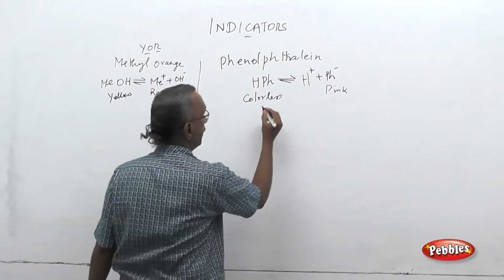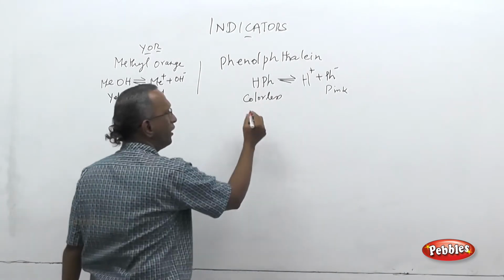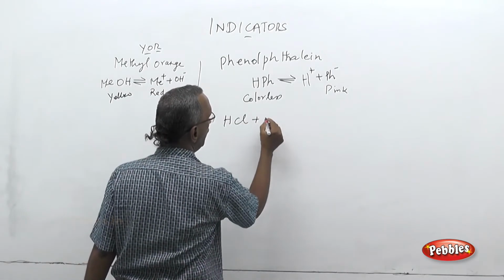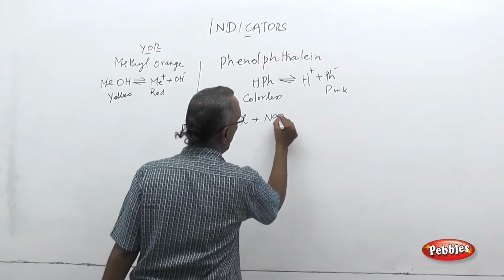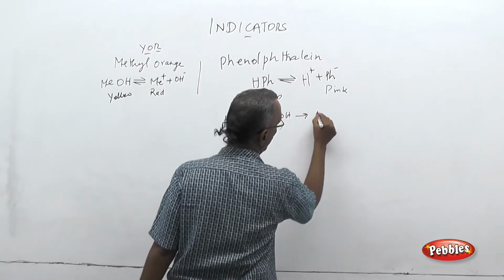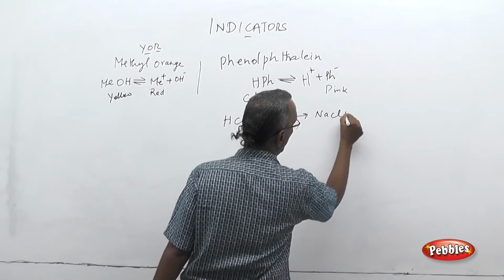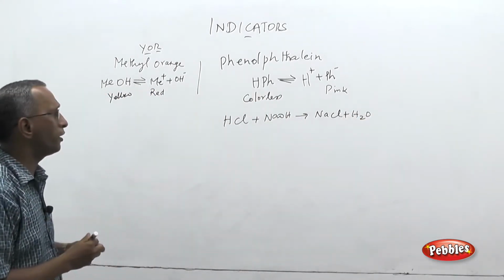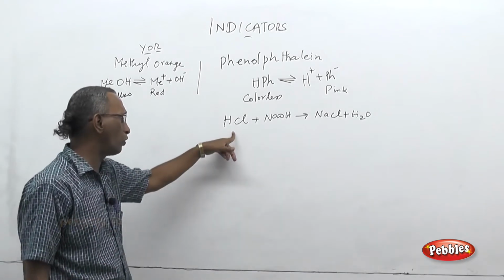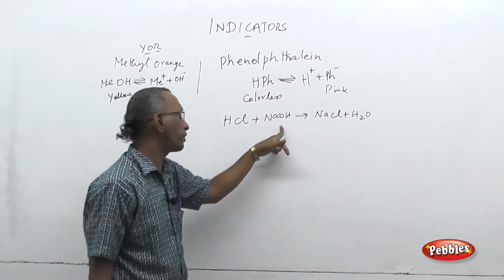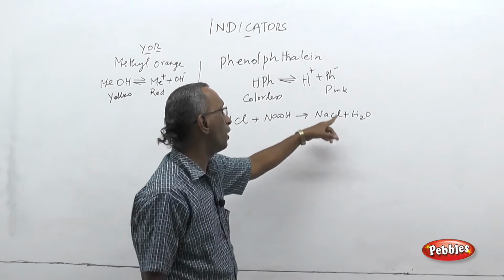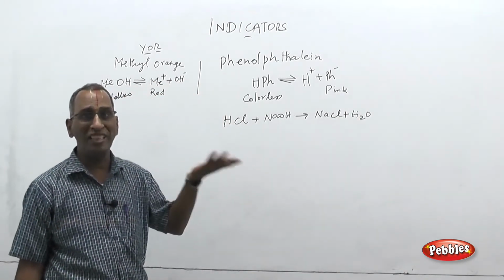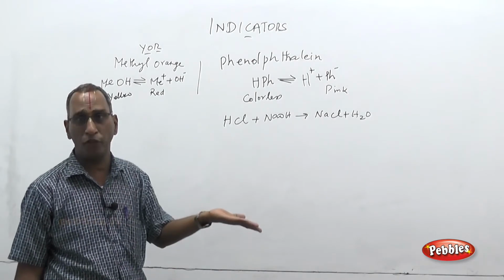Now, how does it function? Let us study the general reaction. A neutralization reaction is any acid plus base giving salt plus water. The simplest example is HCl reacting with sodium hydroxide to form NaCl and water. Here HCl, hydrochloric acid, is colorless, sodium hydroxide is colorless, and the formed sodium chloride is also colorless, it is soluble. So, it is not possible to estimate the course or completion of the reaction.